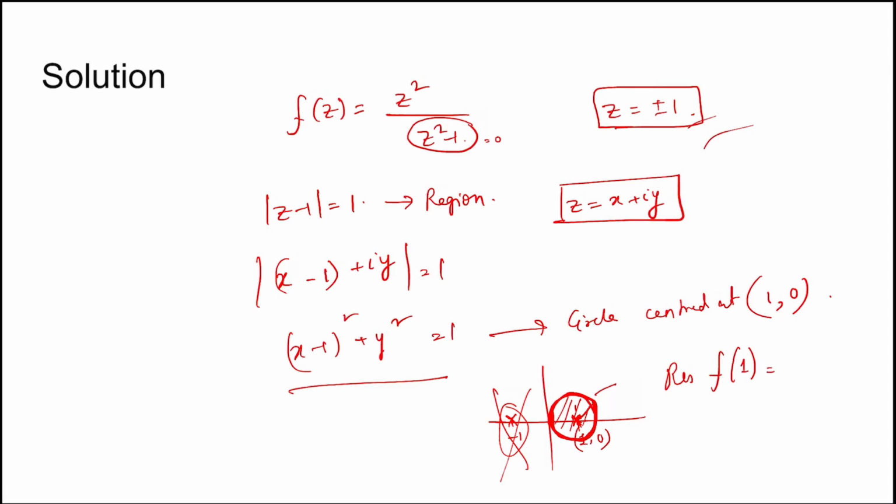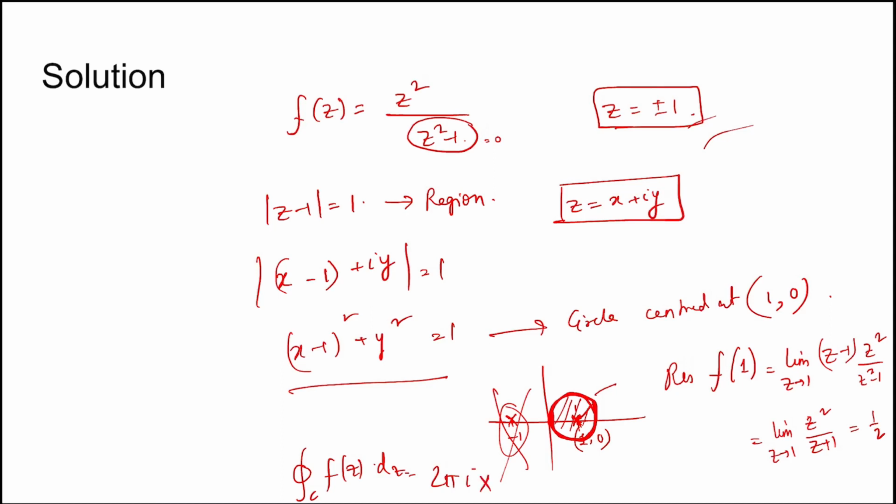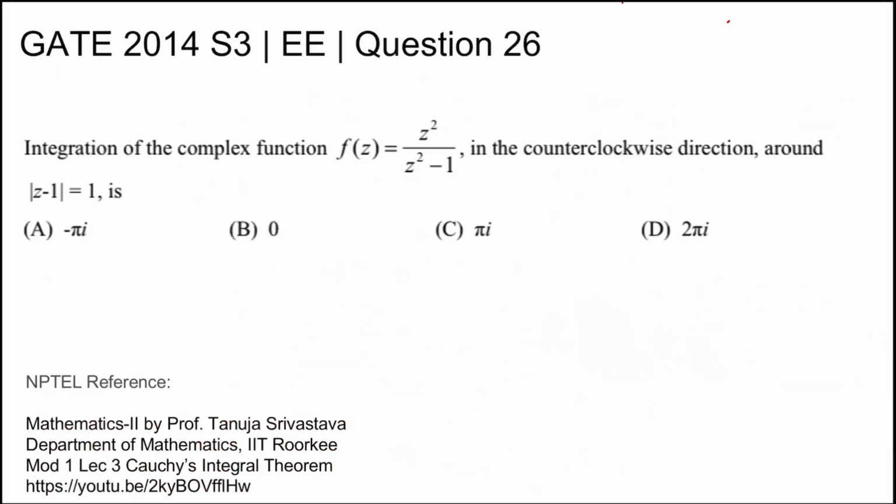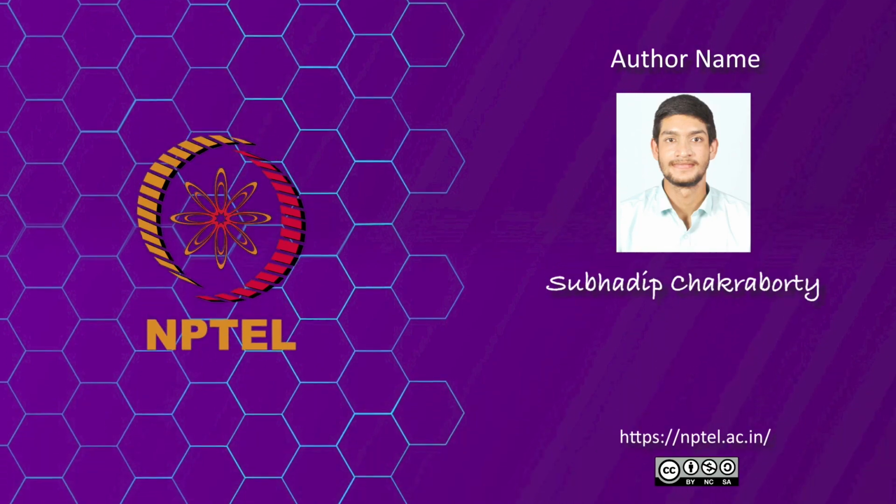So it is equal to limit z tends to 1 of z minus 1 multiplied by this function, which is z square by z square minus 1, which is nothing but z square by z plus 1, and limit z tends to 1 is nothing but half. So now this closed loop integration of f of z dz will give us, by the residue theorem, 2 pi I times the sum of all the residues. So this residue is half, so it is pi I. So the correct answer will be pi I. Option C is the correct answer. Thank you.